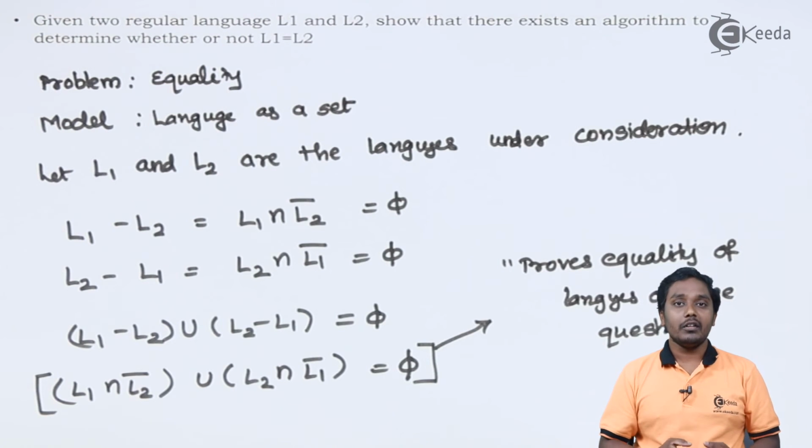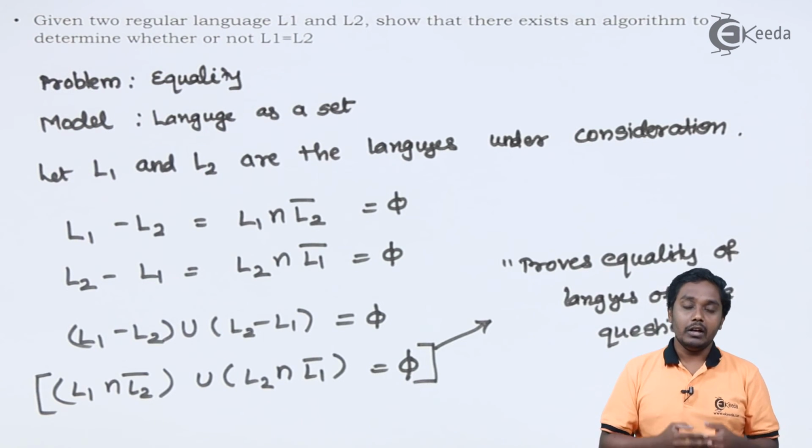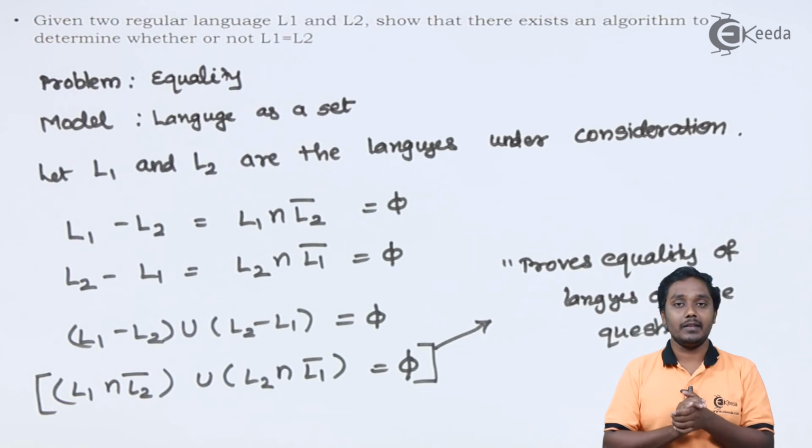Proving equality using grammar is sometimes very difficult. In case of context-free grammars, which we will see later, proving two grammars are equal is actually an undecidable question. But in case of regular grammar, this could be proven using either automata or using regular expression.